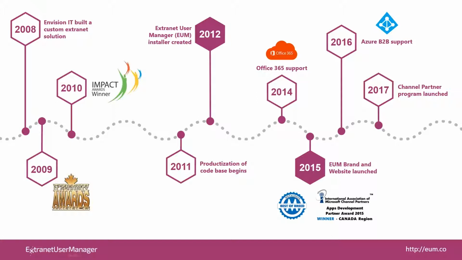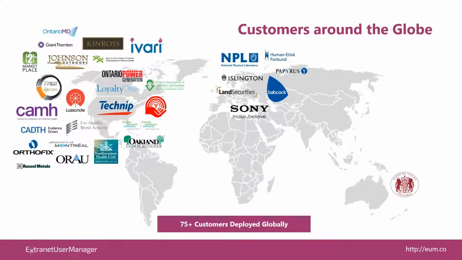We've added in B2B support, a channel program, and today I'm pleased to announce that we're going to be releasing our Extranet Publisher product. We'll get into that in a bit more detail in a second, just to continue on a bit on the background. The Extranet User Manager product is used globally. We've got about 75 customers around the world, a lot in North America, but some in Europe, Asia, a little bit in Australia as well.